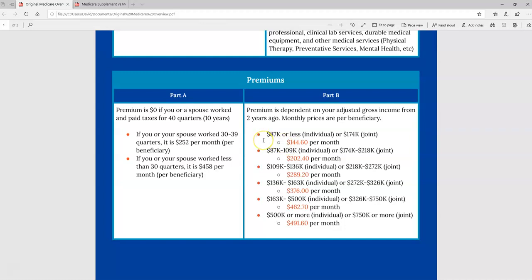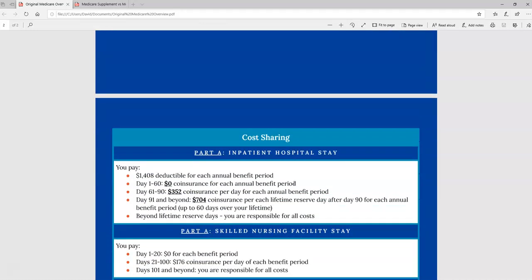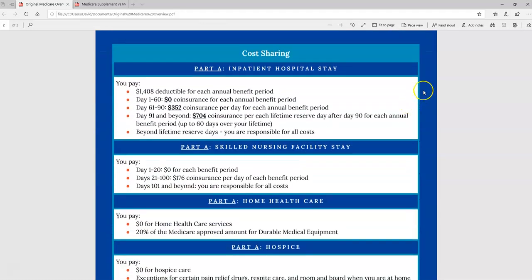There are obviously additional income brackets as we move up the ladder. They go all the way up to $500,000 or more for an individual, or $750,000 or more for a joint filing. In that case, you would have a Part B premium of $491.60 per month. Jumping down here to the cost sharing measures of Part A and Part B.